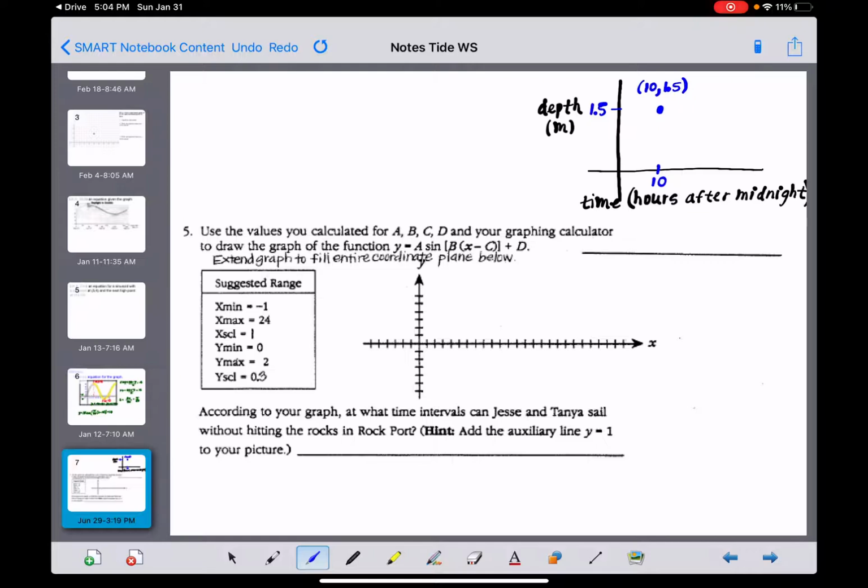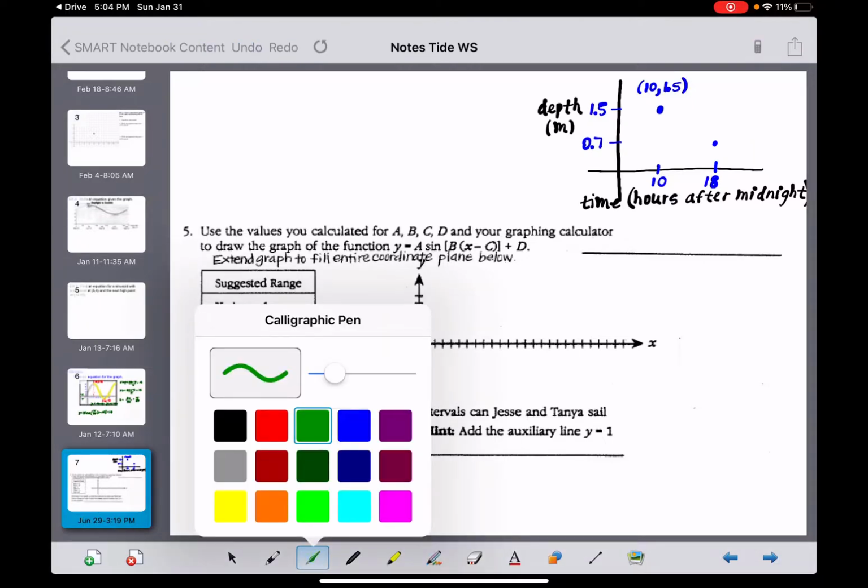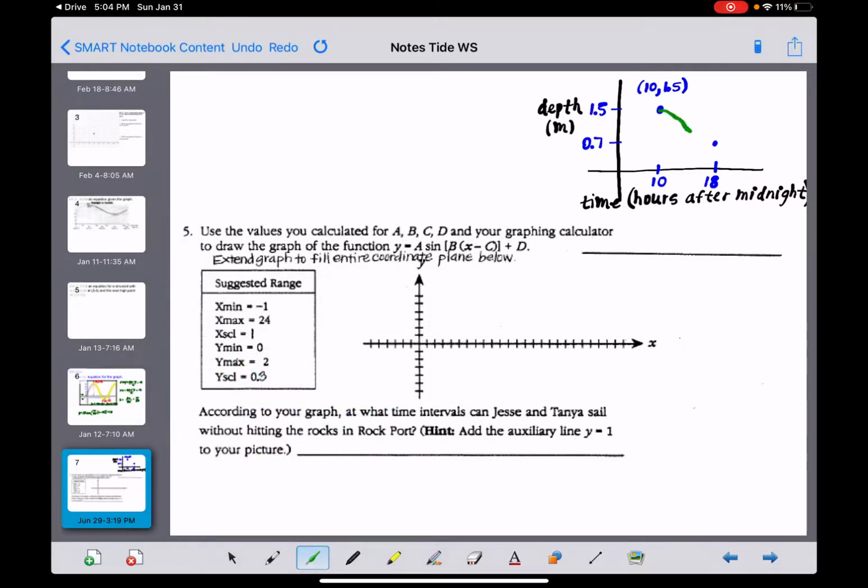And then it tells us that at 6 p.m., they're at low tide, which is 0.7. So somewhere around here, they're going to be at low tide. We want to figure out what that number is. Well, it's 6 p.m., which would be 18 hours after midnight. So 12 and 6 is 18. What we notice is we have gone from a high to a low.